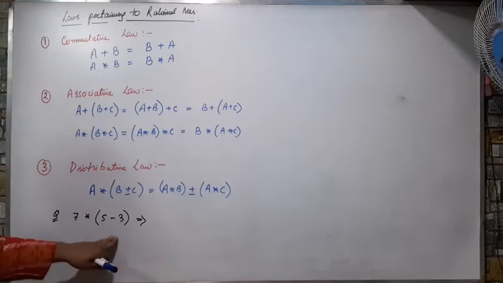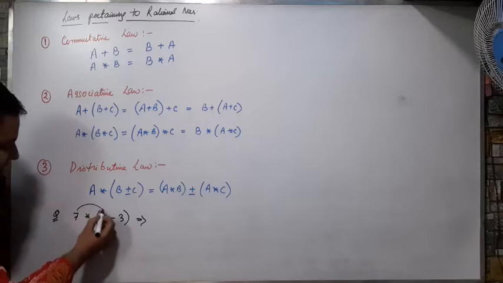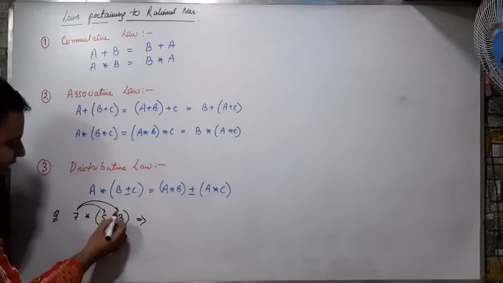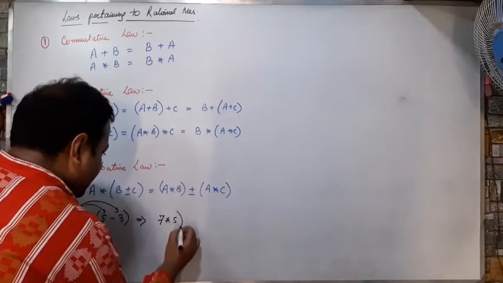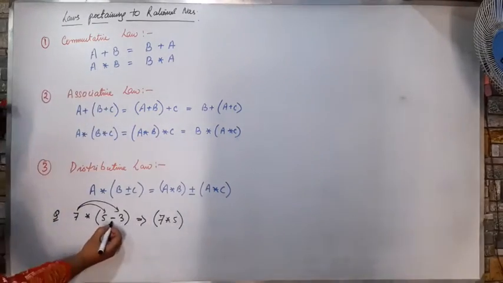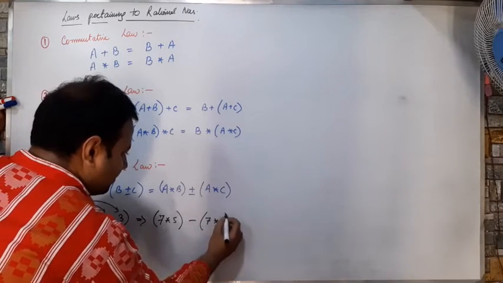Seven into (5 minus 3). What will I get? I will distribute this 7 with 5, and I will distribute 7 with 3. So I will get here 7 into 5. The symbol here is minus, so it will be minus 7 into 3.